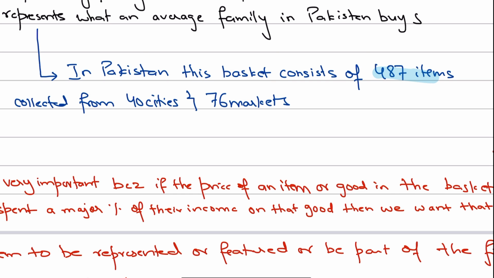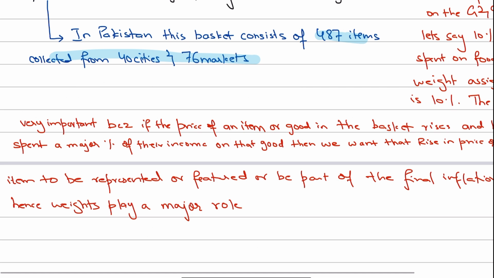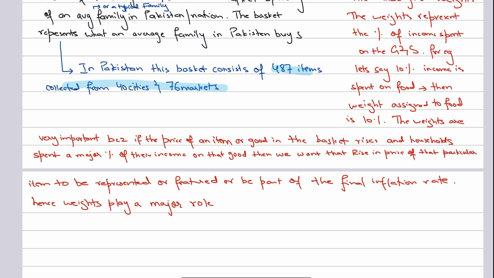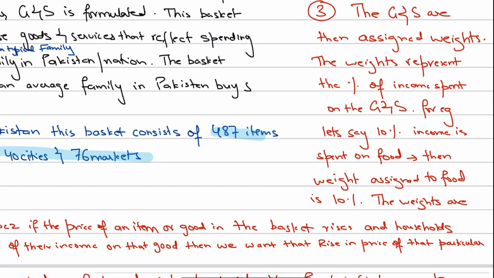Now imagine you are adding up the prices of 487 items in a basket. That will definitely be a huge number. So that is why, in an index, those prices are converted into an index. The basket consists of 487 items which are collected from 40 different cities and 76 different markets. Right? If you mention this information, that's fine. If you don't mention it, that's okay as well. But it's not only about information, it's about knowledge as well.